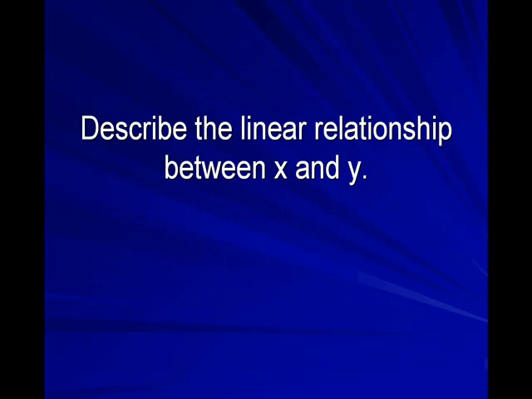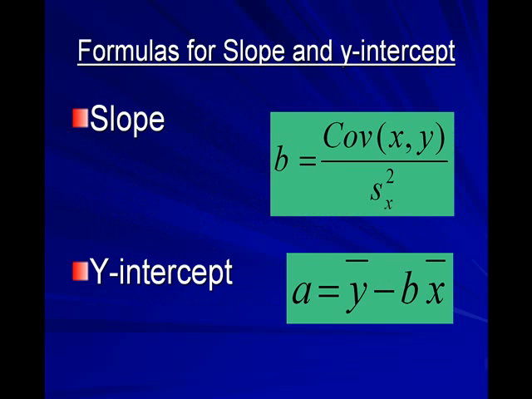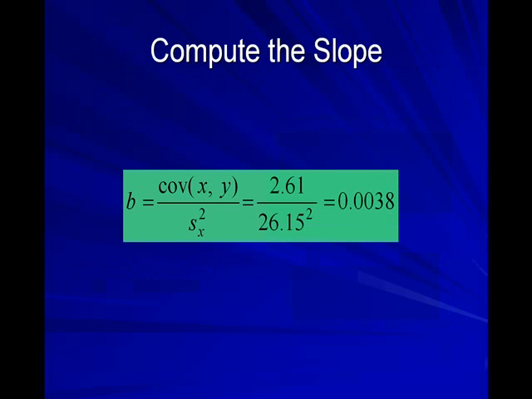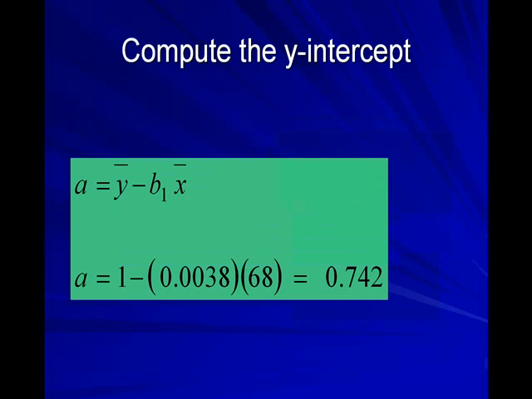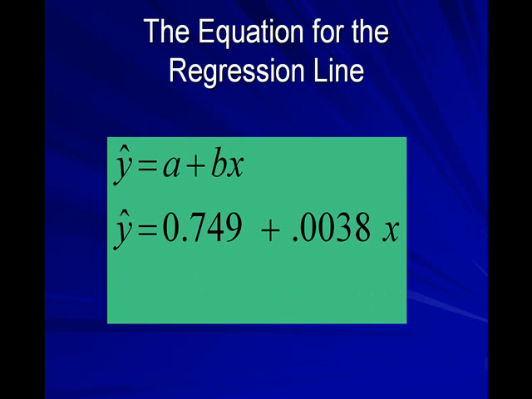Okay, we're going to describe that linear relationship. We're going to calculate the slope and the y-intercept. Here are the formulas. Then for the slope, we take the covariance divided by the variance for the x's, and we get 0.0038. And the y-intercept, y bar minus the slope times x bar, we end up with an intercept of 0.742. And then we have our regression equation, the intercept plus the slope times x.